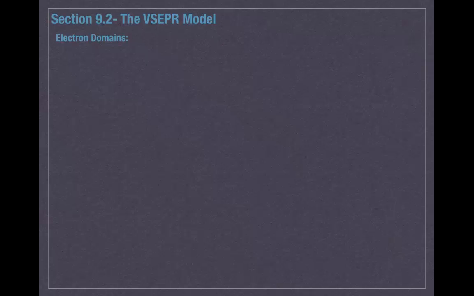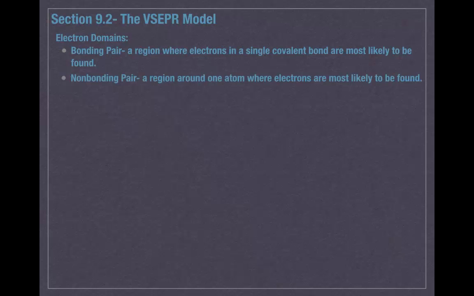Electron domains are areas where you're most likely going to find electrons. There are two different types of electron domains. There's the bonding pair, which is the region where electrons in a single covalent bond are most likely to be found. So those are the electrons that are being shared between two atoms. And there's the non-bonding pair, which is the region around one atom where electrons are most likely to be found. Those are the lone pairs of electrons.